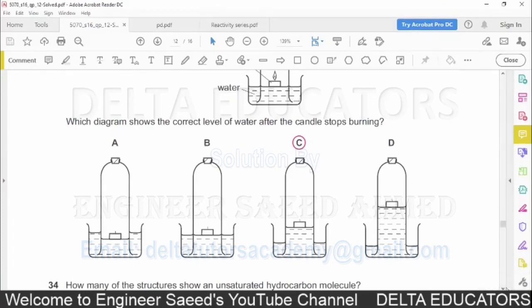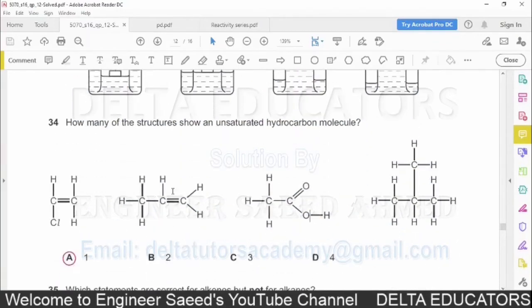Question number 34. How many of the structures show an unsaturated hydrocarbon molecule? Hydrocarbon means a compound of hydrogen and carbon. Unsaturated means there should be a carbon-carbon double bond or triple bond. It cannot be a carbon-carbon single bond. Now we check the compounds.